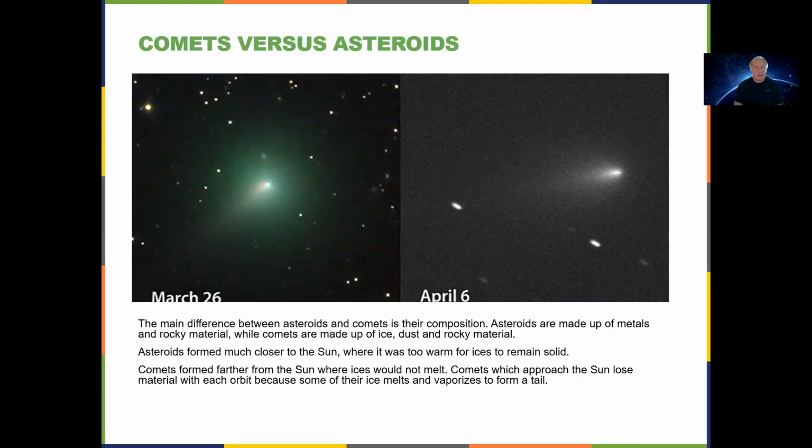And if we look at comets versus asteroids, the main difference between asteroids and comets is their composition. Asteroids are made up of metals and rocky material, while comets are made up of ice, dust, and rocky material. Asteroids form closer to the sun, where it's too warm for ices to remain solid. And comets formed further from the sun, where the ices would not melt. And comets, which approach the sun, lose their material with each orbit because some of their ice melts and vaporizes to form a tail.